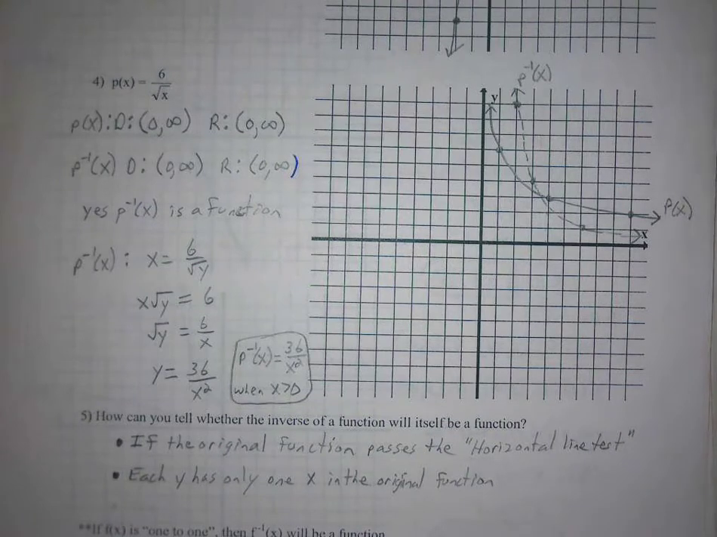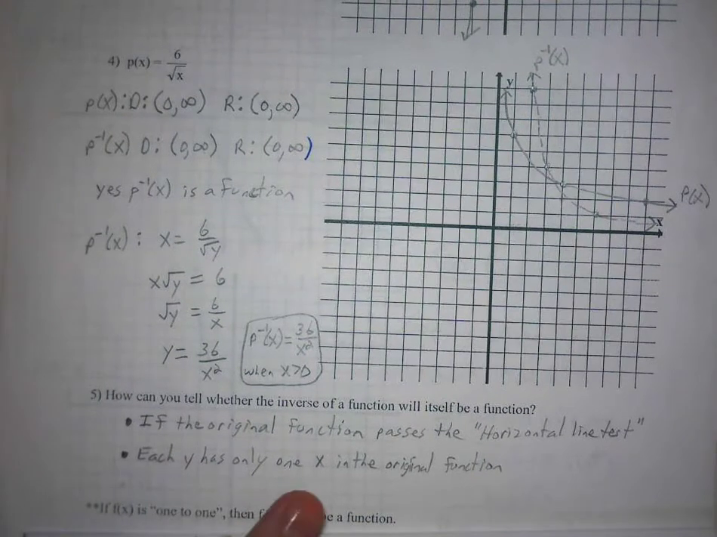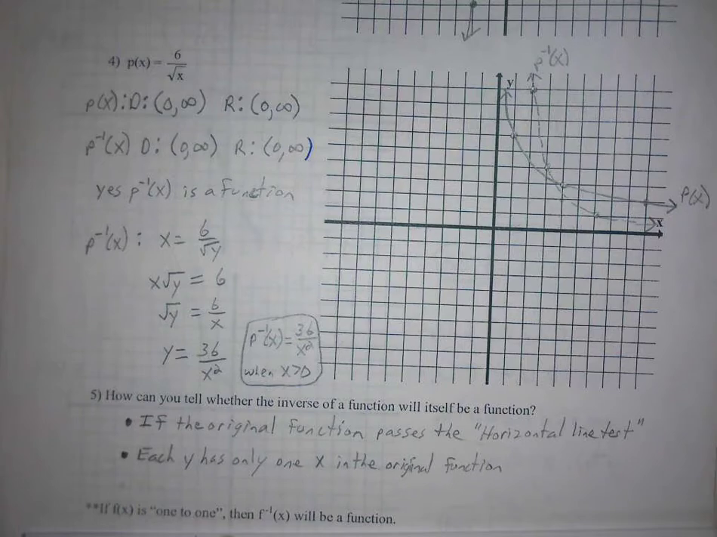So on your original function, if your original function passes a horizontal line test, meaning your horizontal line, anywhere you draw it, only hits your original function in one spot, that means that when you switch x and y, each x value on your new function will have only one y value on your old function. The other way is to examine your original function and look at, does each y have only one x? So does each y have only one x on your original function? And if it does, then the inverse will be a function.